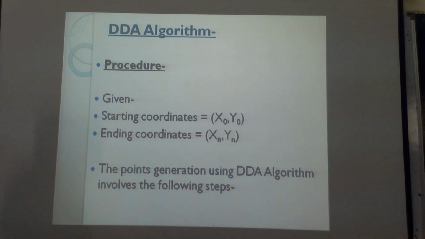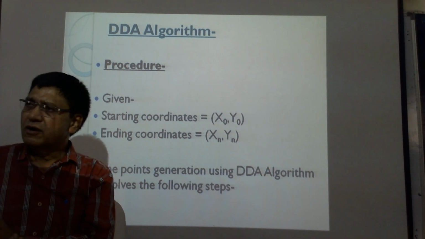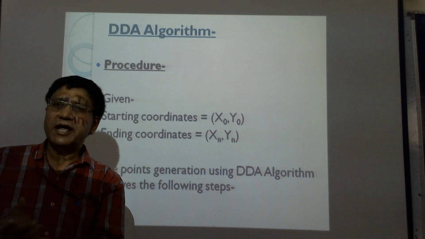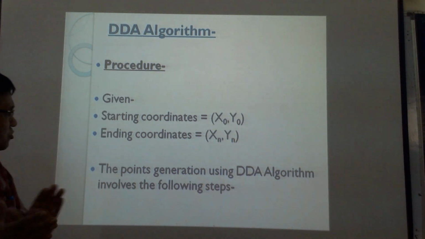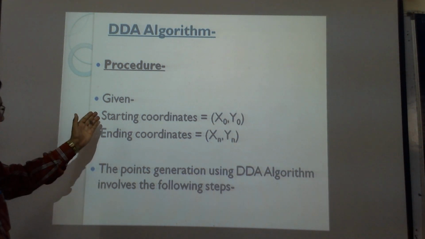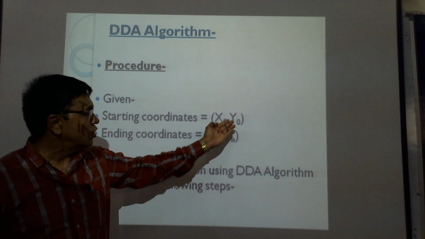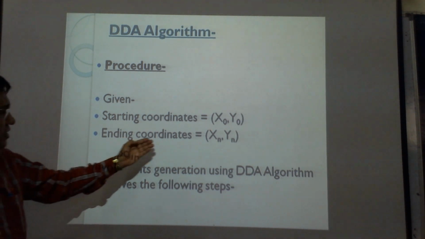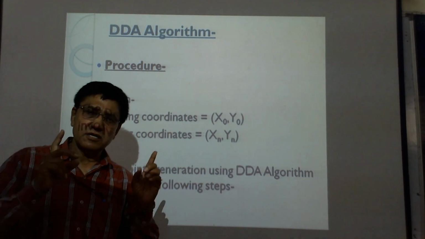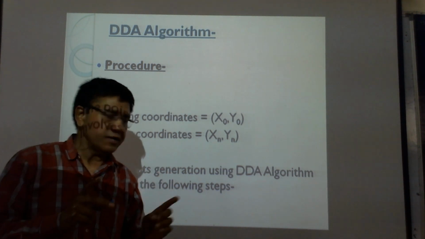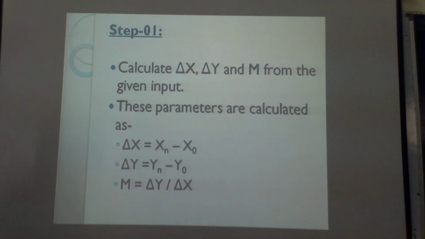I will explain the procedure. See, this is the DDA algorithm. What are the steps to generate a line using DDA? Normally, when we want to generate a line, we are given a starting point, the starting coordinates x0, y0, and an ending coordinate xn, yn. When we want to generate a line, two coordinates are given: the coordinates of the starting point and the ending point. The point generation using the DDA algorithm involves the following steps.